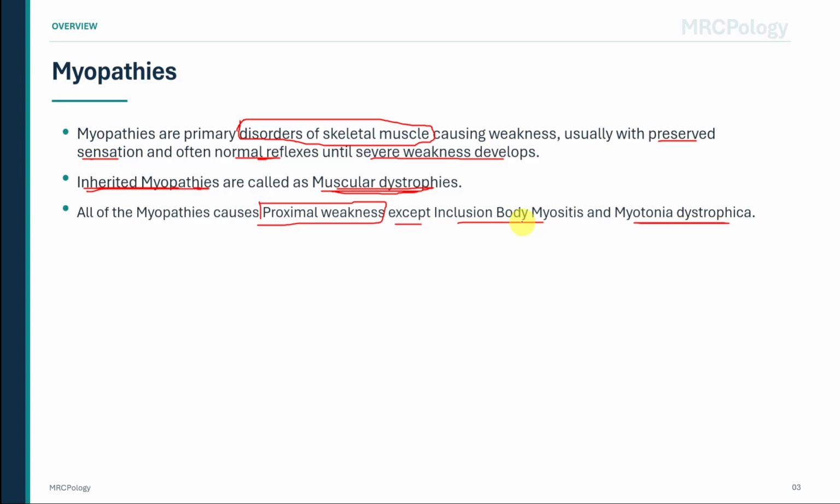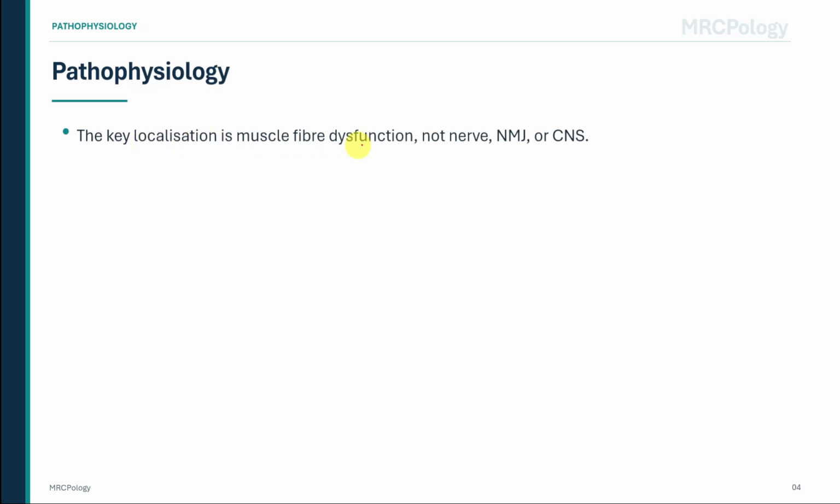The key localization is dysfunction within the muscle fiber. This must be separated from disease affecting the central nervous system, peripheral nerve, anterior horn cell, or neuromuscular junction. A central nervous system lesion usually produces upper motor neuron signs, such as spasticity, brisk reflexes, clonus, or an extensor plantar response. A peripheral neuropathy usually causes distal weakness with sensory loss and reduced reflexes.